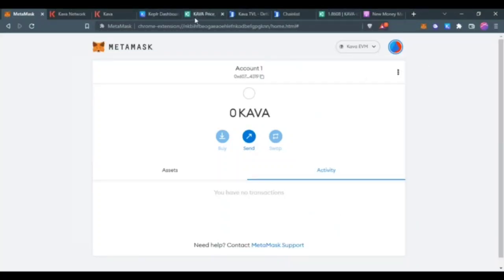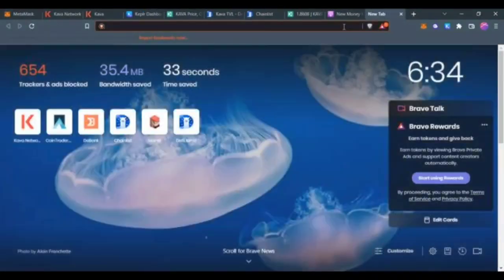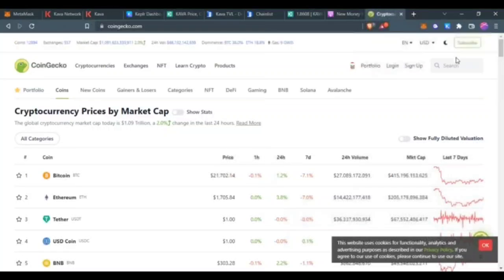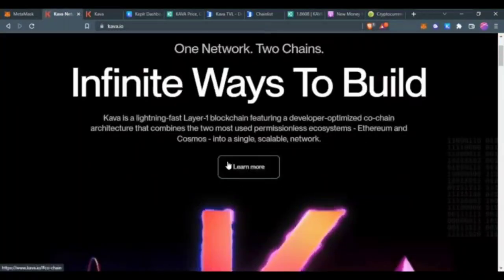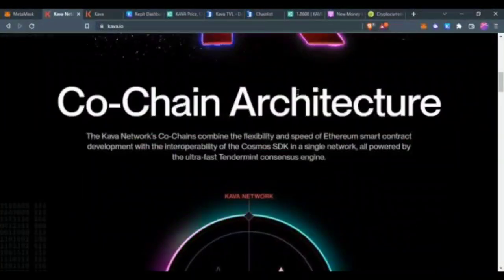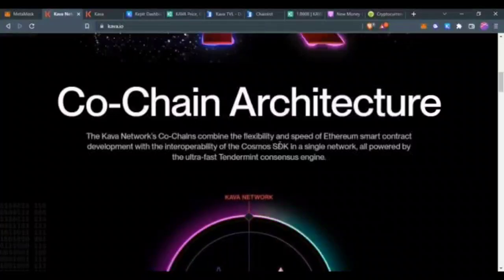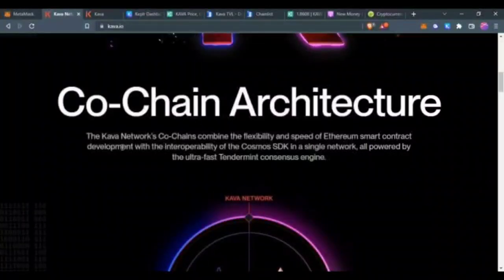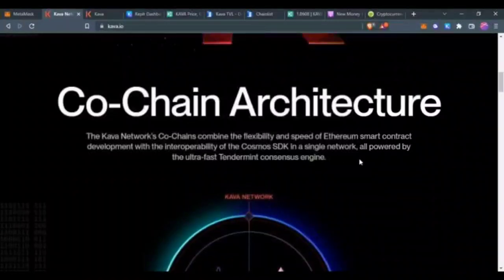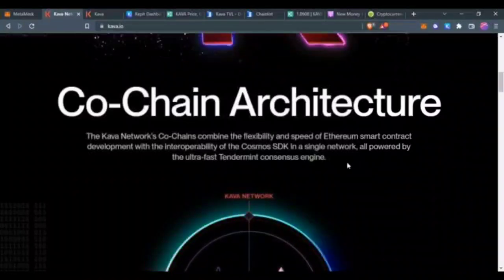Now, in order for individuals to gain exposure to Kava, as well as the Cosmos coin, because we are going to actually be utilizing both and showing how they interact, as the Kava network is actually a co-chain, or has a co-chain architecture, which combines the flexibility and speed of Ethereum smart contract development with the interoperability of Cosmos SDK in a single network. And it's all powered by the ultra fast Tendermint consensus engine.